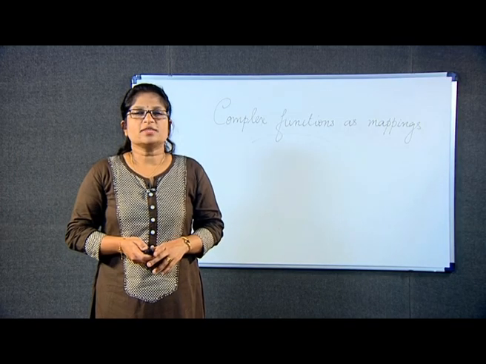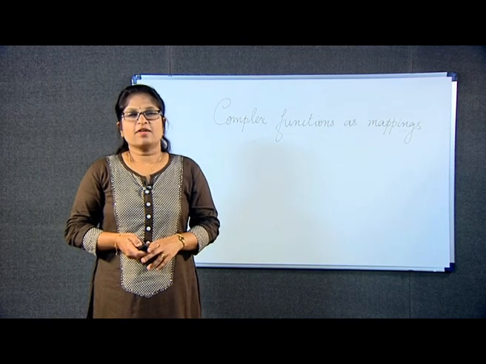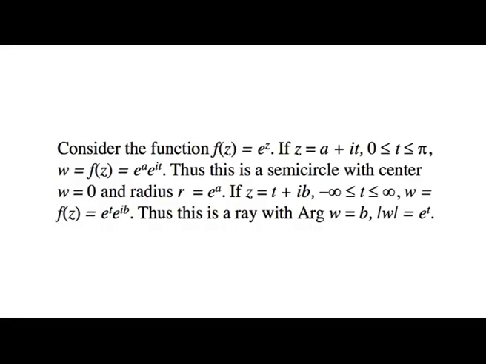Now, let us start with a simple example. We will consider a function f of z is equal to e raised to z. If z is equal to a plus it, where 0 less than or equal to t less than or equal to pi, that is t is varying from 0 to pi, and w is equal to f of z, you can write as e raised to a into e raised to it, because your z is a plus it.